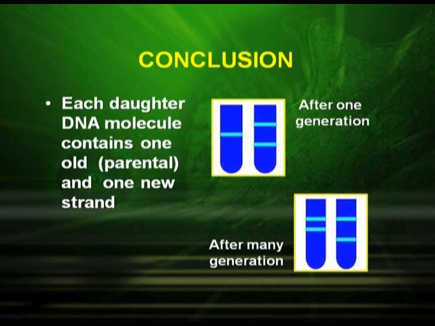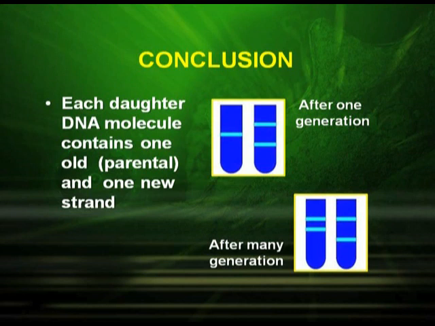After one generation, there are two test tubes, one shows the semi-conservative and the other shows the conservative. In semi-conservative, only one band appeared after one generation, but in the conservative, there would appear two bands, but they observed only one band, that was the hybrid DNA.